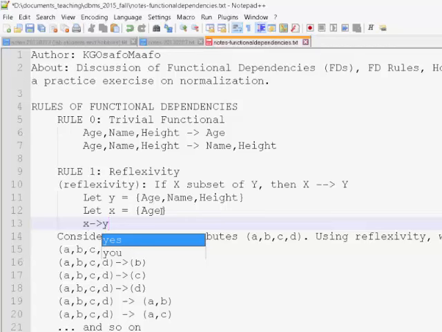This was also in discrete math. In discrete math, we had A implies A or B. It's the same concept. I hope people have not forgotten their discrete mathematics. You didn't do discrete math? Some of you did data structures. I don't know if you have done discrete math.